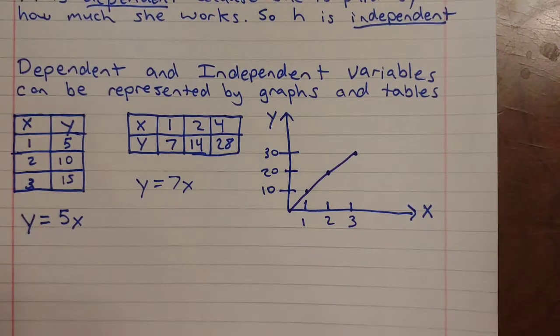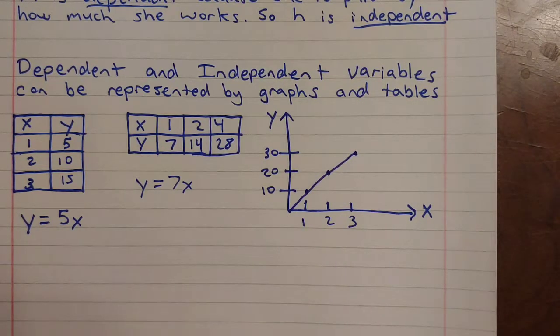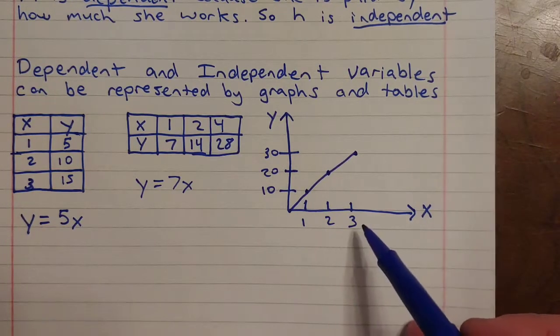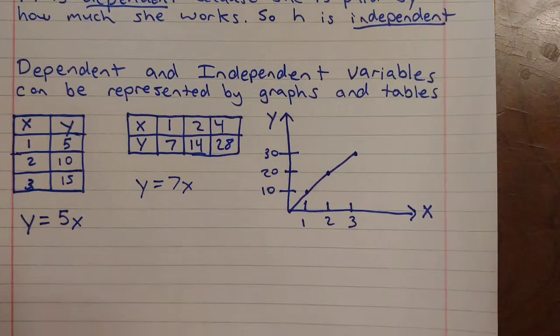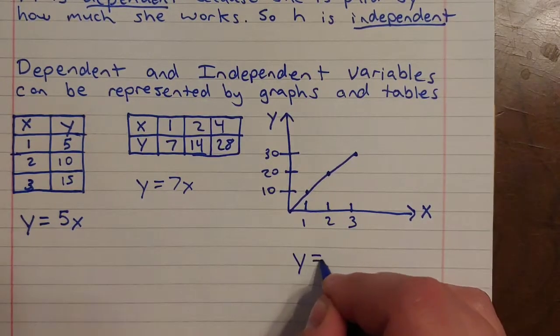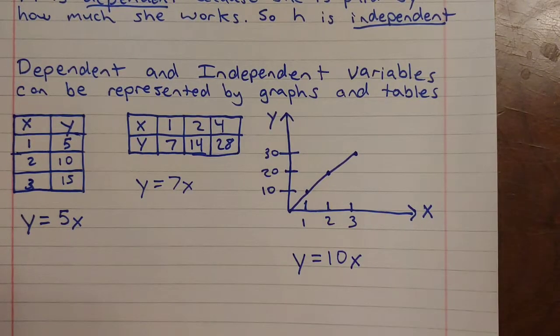Okay? So if x is 1, y is 10. X is 2, y is 20. X is 3, y is 30. So if you could, go ahead and see if you can figure out what our equation is going to be. The equation is y equals 10x. Okay?